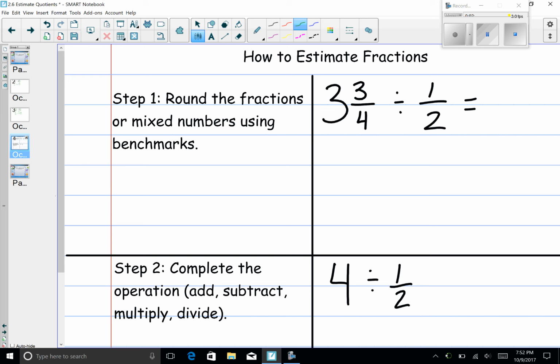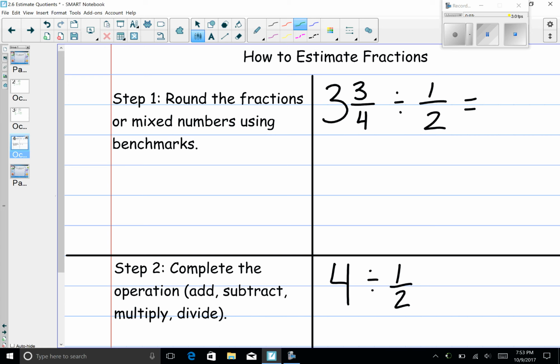What you're going to do is open up to the next page available in your math notebook, and you're going to title it How to Estimate Fractions. We're going to fold our paper in half to create 2 columns, and we're going to trace that line down the middle. Once you have that, we're going to copy down step 1. Round the fractions or mixed numbers using benchmarks. Benchmarks are 1/2, wholes, any fraction that we use for comparison. And our example is going to be 3 3/4 divided by 1/2. Once you have that copied down, continue to hit play.